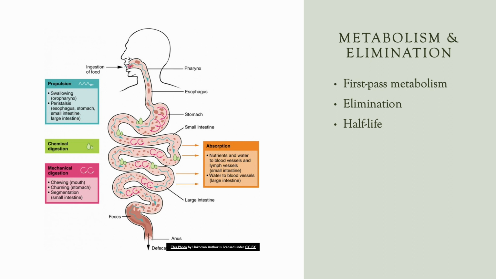Metabolism and elimination. Metabolism is a process by which the drug becomes chemically altered in the body. First-pass metabolism is a process by which the drug is metabolized by cytochrome P450 or the P450 enzymes in the intestines and liver prior to going into the systemic circulation. Elimination is the process by which the drug is removed from the body.